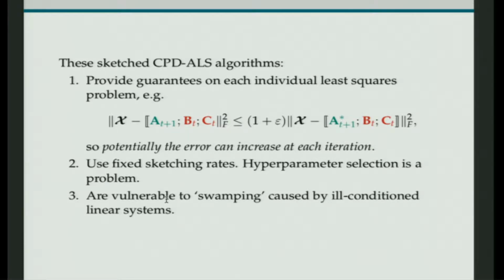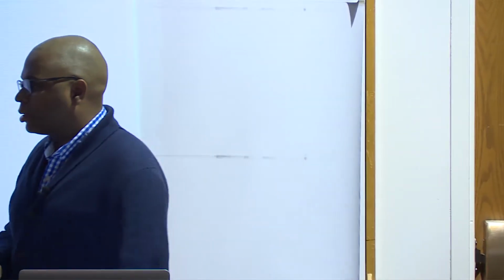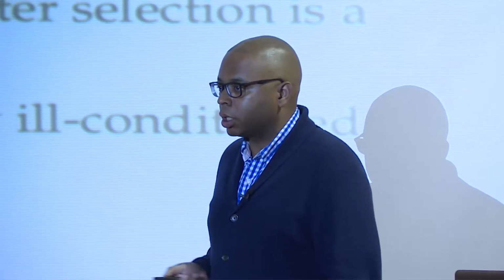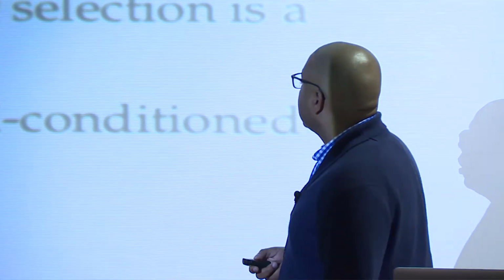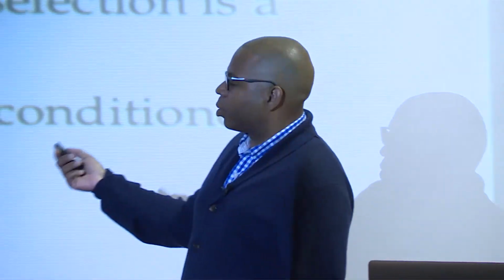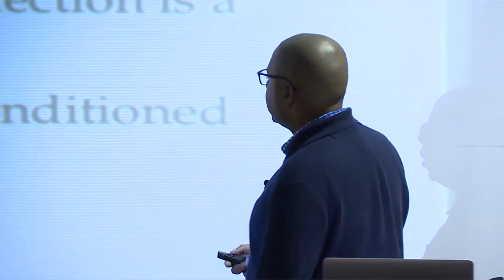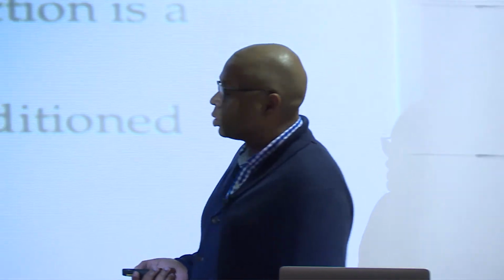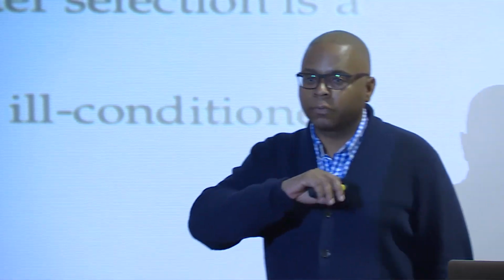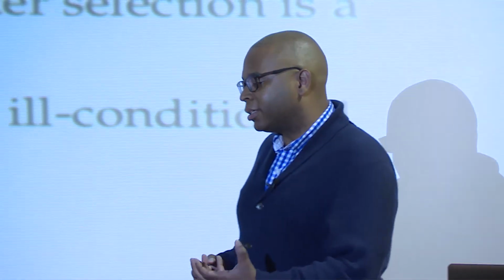Okay. So what we wanted, also they use fixed sketching rates, and you can imagine that because this is an iterative process, as time goes on, you in fact need to modify your sketching rate, just like with SGD. Okay, so hyperparameter selection is a problem with both algorithms. And also they're vulnerable to this problem that's well known in the scientific computing community called swamping, and that's caused by ill-conditioned linear systems. So you have to be careful here because we're solving for three factors, A, B, and C. Any of them can be ill-conditioned, and if one is ill-conditioned, that can slow down the optimization process.